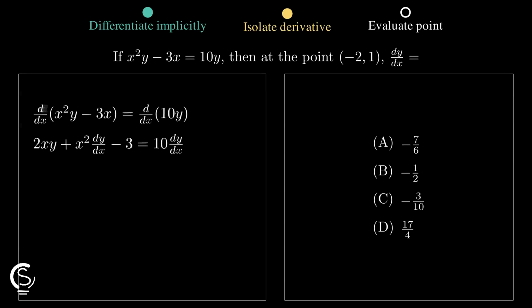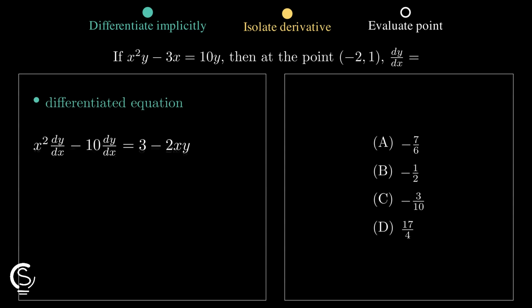Now group all terms containing dy/dx on one side of the equation, factor out the derivative to isolate it, then divide to solve for dy/dx. You got this. Keep going.